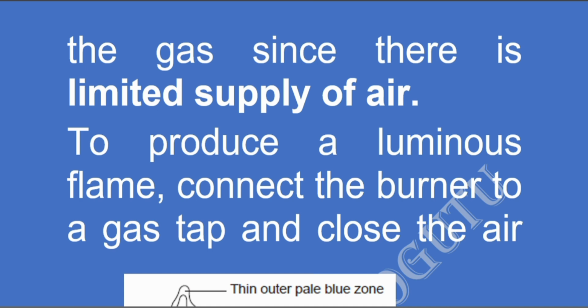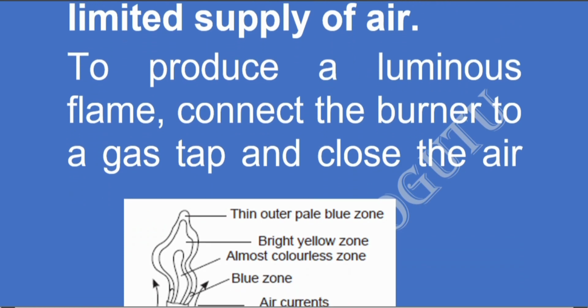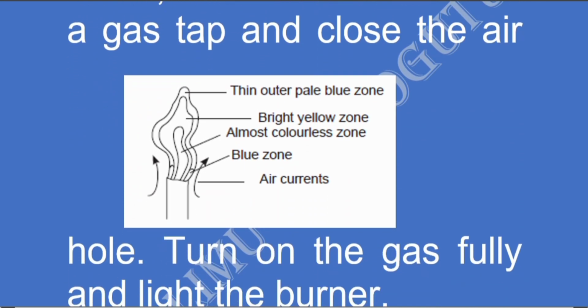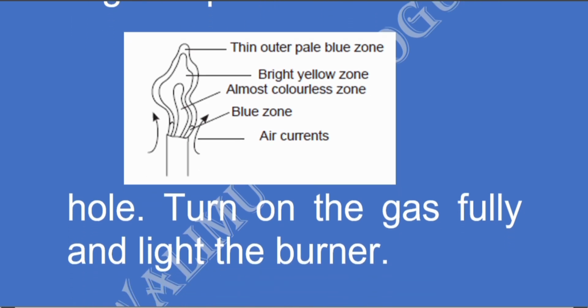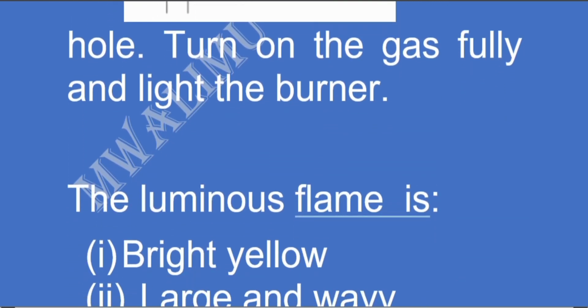To produce a luminous flame, connect the burner to a gas tap and close the air hole. So you can see the type of flame that is produced when the air hole at the base of the chimney is closed by the collar. Turn on the gas fully and light the burner. Remember, we are only using the laboratory gas, so the air hole is closed.